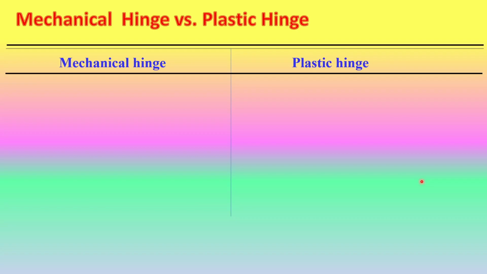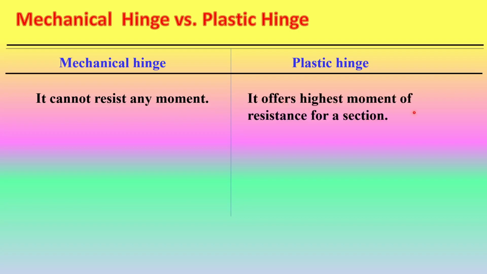Now let us see the difference between the mechanical hinge and the plastic hinge. We discussed the mechanical hinge in the beginning, and we have seen some video also. The plastic hinge we have just discussed. So what are the differences between them? A mechanical hinge cannot resist any moment. Once you apply moment, it will start rotating without offering any resistance. The plastic hinge offers the maximum moment of resistance for a section against the external action.